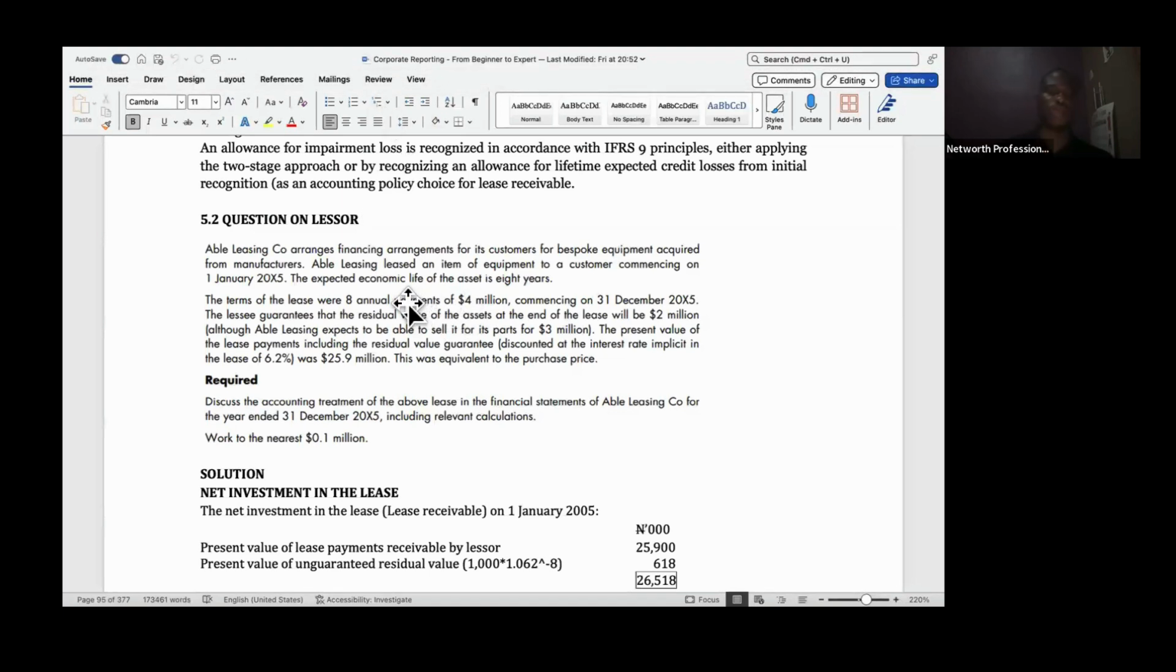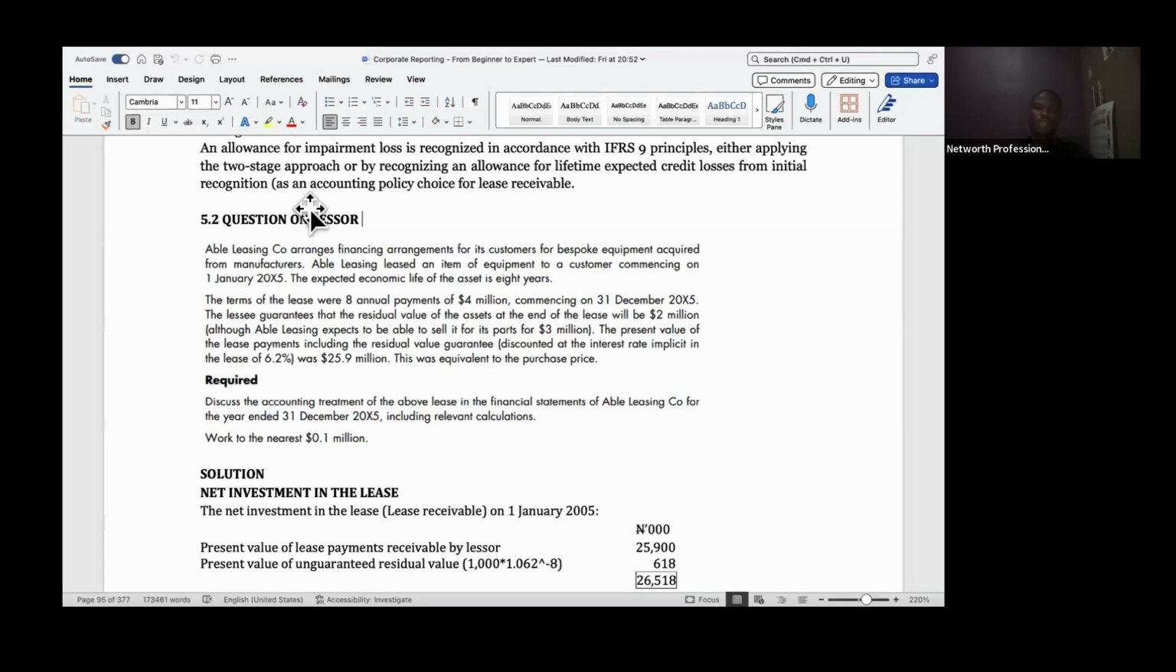The expected economic life of the asset is 8 years. The terms of the lease were 8 annual payments of 4 million, commencing on 31st December 2005. The lessee guarantees that the residual value of the asset at the end of the lease will be 2 million, although Able Leasing expects to be able to sell it for 3 million.